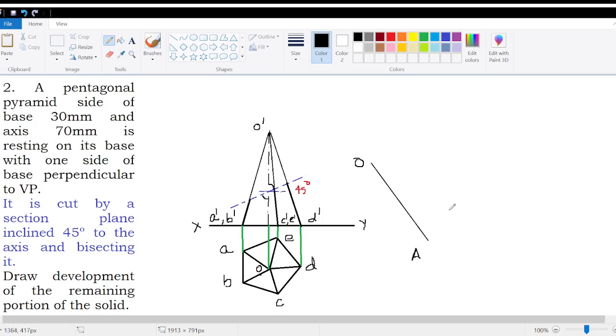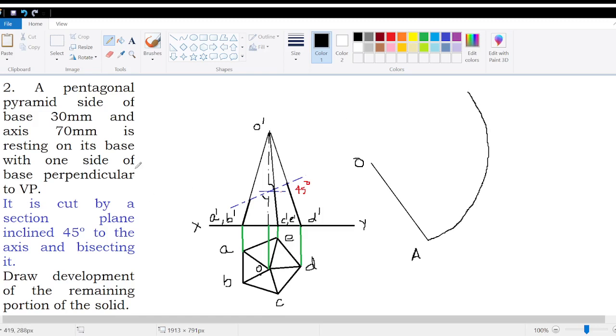And the next step is that for drawing the development of a pyramid, you have to draw an arc with O as center and the actual length of the slant edge, OA, as radius. So I'm going to draw an arc with OA as radius and O as center. I'm drawing an arc.